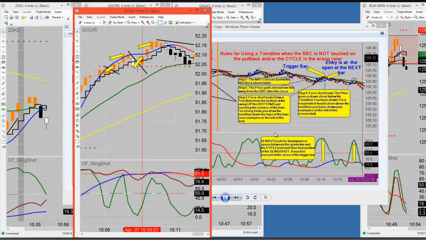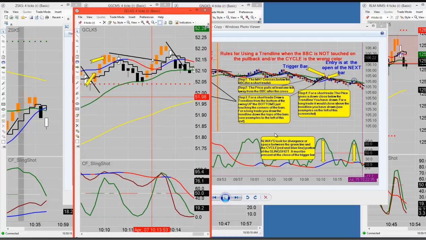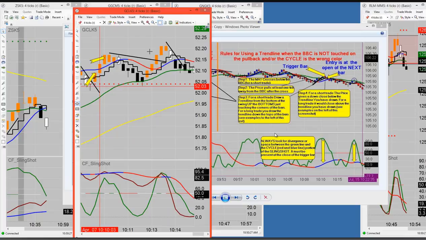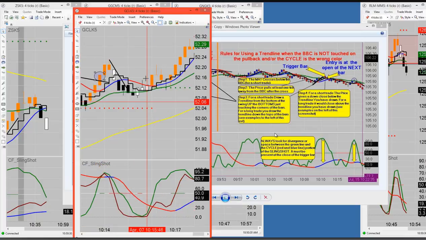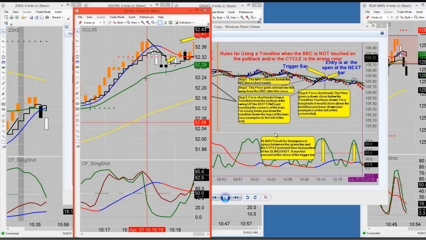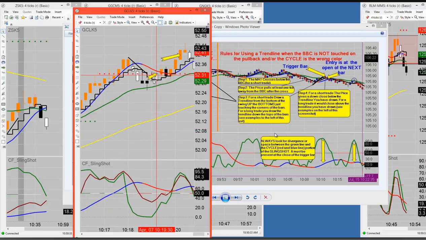Now, if you look down here, you'll see the cycle was the wrong color. So you need to close above the trend line. Over here, this would have been a momentum long trade because we ran out of divergence. You'll hear me say that's going to be a momentum trade. I don't take all the momentum trades, but in this particular case, there was a trade in there. Right in here, this was a close above the trend line, right here, okay?